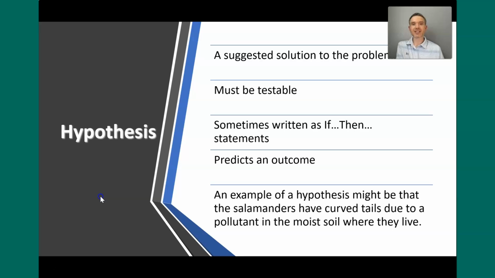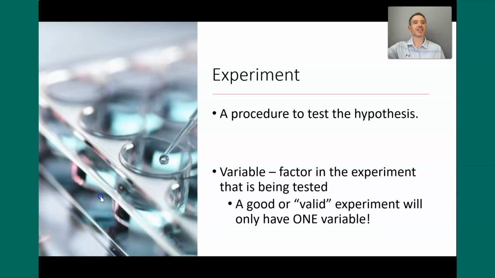All hypotheses predict an outcome. So if we go back to my original salamander question, an example hypothesis might be that the salamanders have curved tails due to a pollutant in the moist soil where they live. Notice that this is a solution to that observation, and I can test it in the next step of my scientific method.